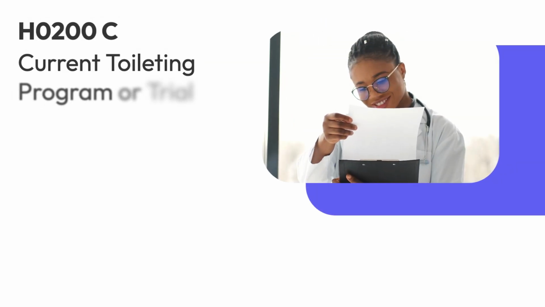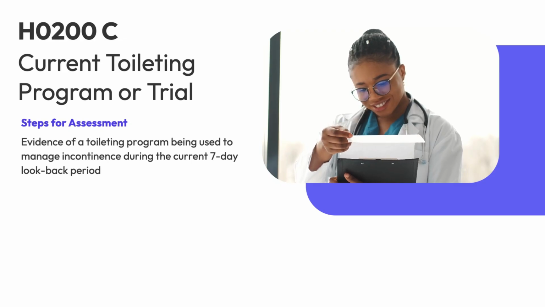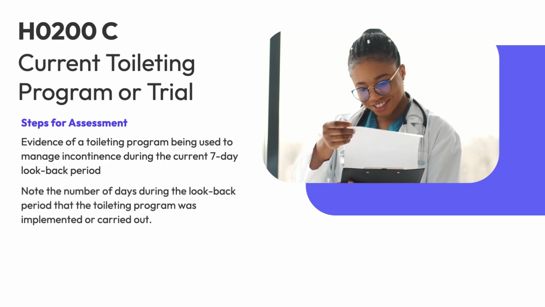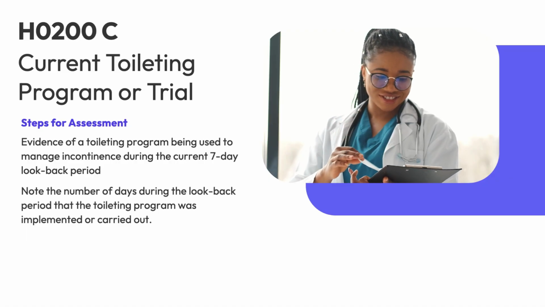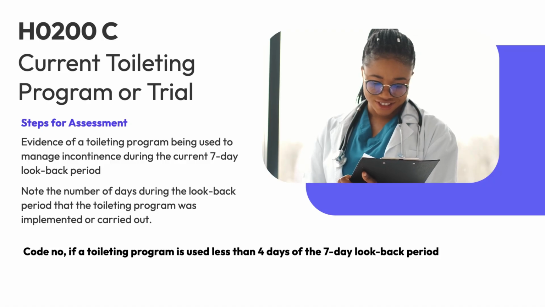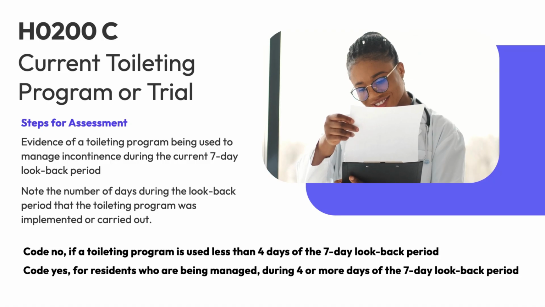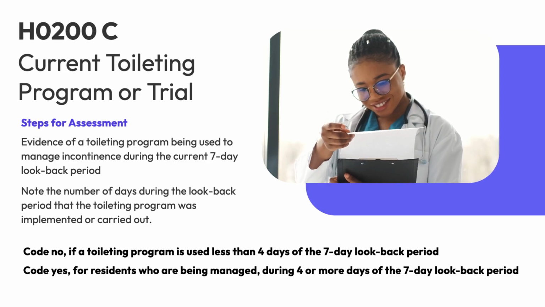Lastly, for item H0200C, current toileting program or trial, we will review the medical record for evidence of a toileting program being used to manage incontinence during the current 7-day look-back period, and note the number of days during the look-back period that the toileting program was implemented or carried out. Code no, if a toileting program was used less than 4 days of the 7-day look-back period, or code yes, for residents who are being managed during 4 or more days of the 7-day look-back period, with some type of systematic toileting program. Our next item will be H0300, urinary continence.